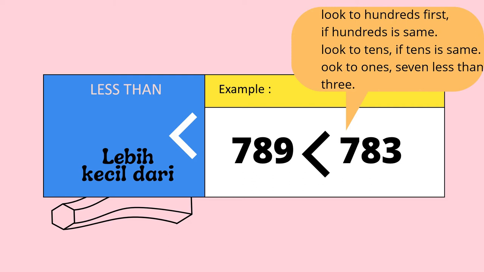The next example, 789 less than 783. Look to the hundreds first. If hundreds is same, look to tens. If tens is same, look to the ones. 9 less than 3. Jika dilihat ratusan dan puluhannya sama, maka lihatlah satuannya. Maka tandanya benar ya, lebih dari.